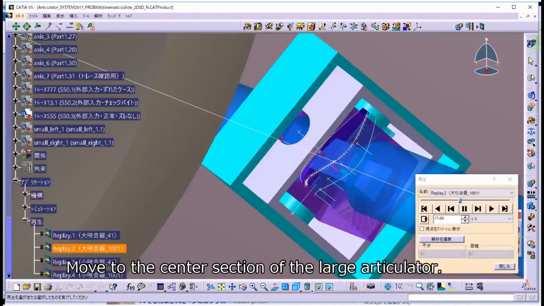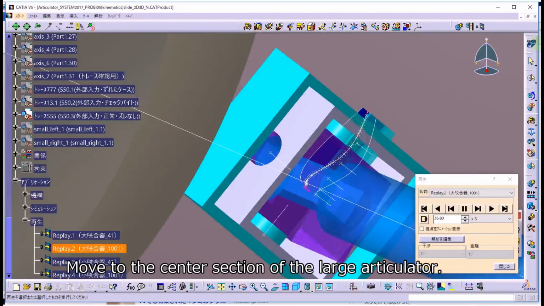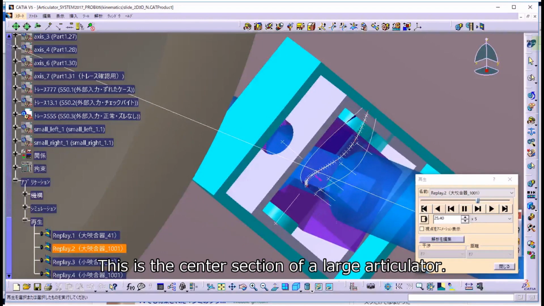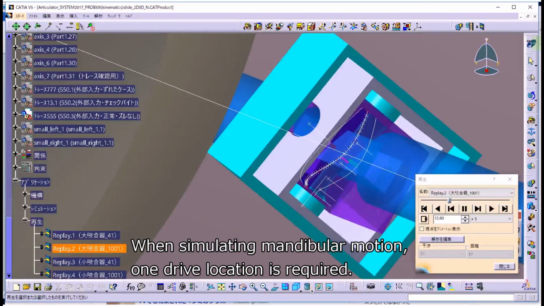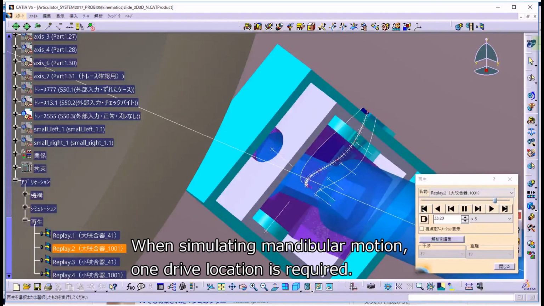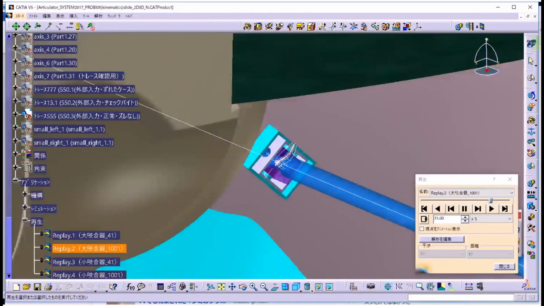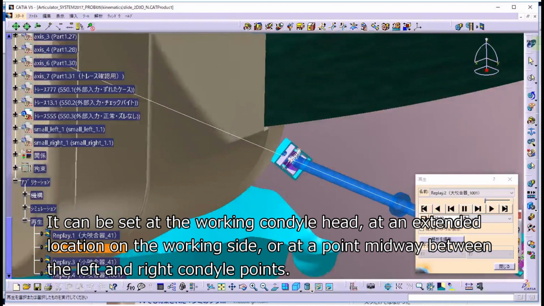Move to the center section of the large articulator. This is the center section of a large articulator. When simulating mandibular motion, one drive location is required. It can be set at the working condyle head, at an extended location on the working side, or at a point midway between the left and right condyle points.